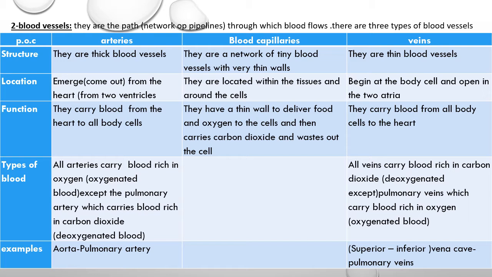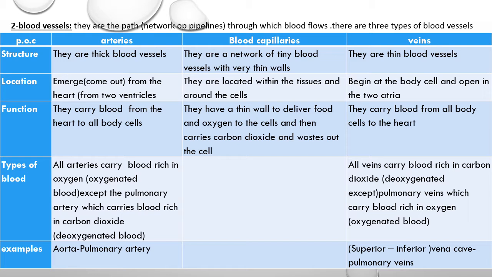Veins are thin blood vessels that begin at the body cells and open in the 2 atria. They carry blood from all body cells to the heart. All veins carry blood rich in carbon dioxide, deoxygenated blood, except pulmonary vein, which carries blood rich in oxygen, or oxygenated blood. Examples: superior and inferior vena cava and pulmonary vein.